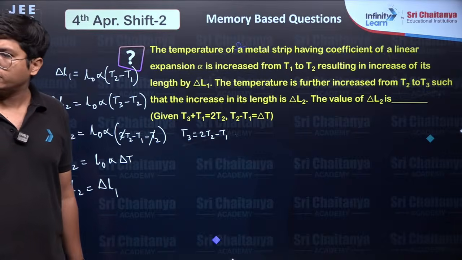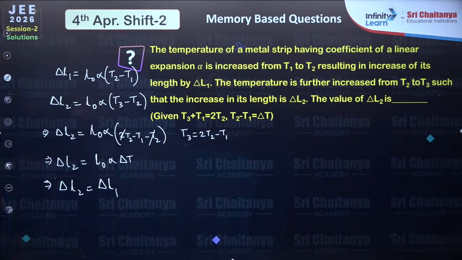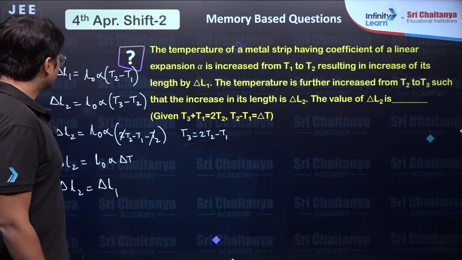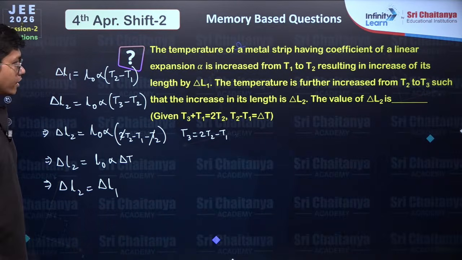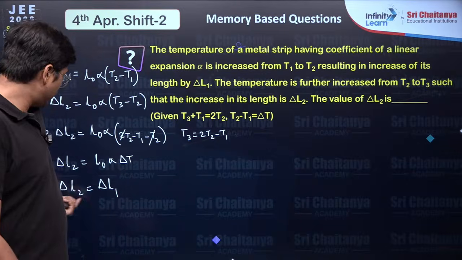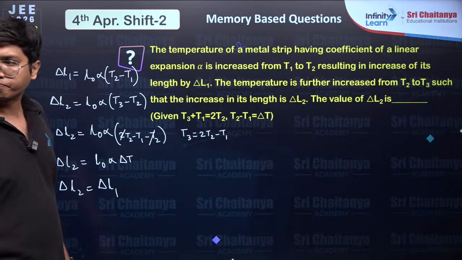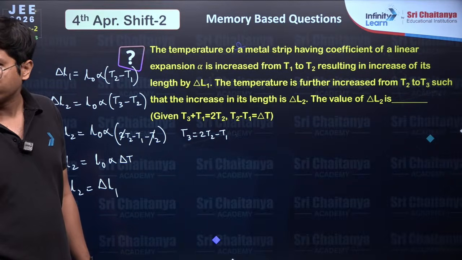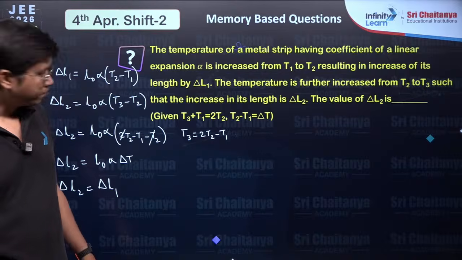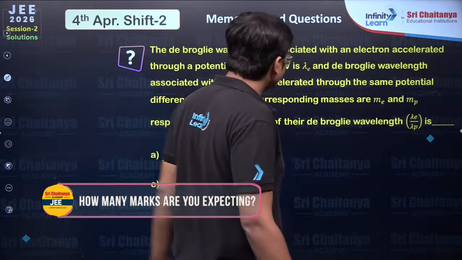Was this one of the options? Was this the question, students? Delta L2 is equal to delta L1. Was that it? Because then we have just done delta L2 value will be equal to delta L1 in terms of that. Okay, we'll move on to our next question then.